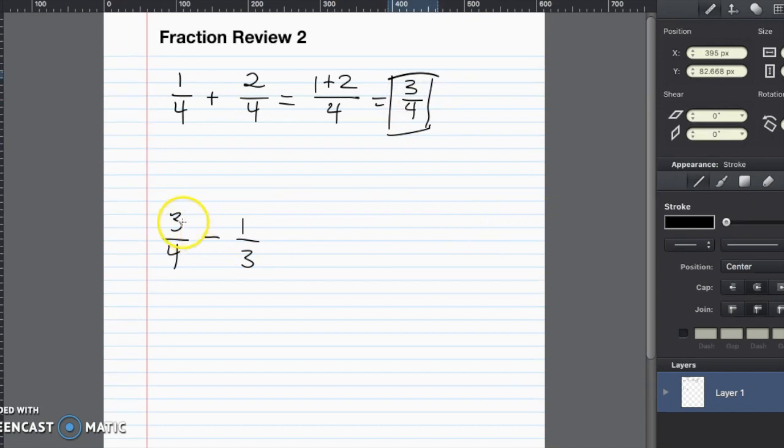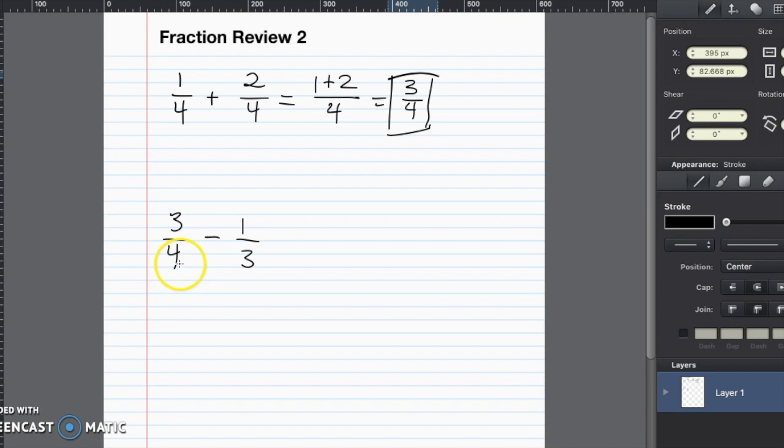Next, I have 3 over 4 minus 1 over 3. These numbers might seem small, but a lot of times you're going to be dealing with single digit integers, so it's not uncommon. In any case, we don't have common denominators here, so I'm going to have to make them common. I can use my fraction card, or worst case scenario, I can multiply these two, which in this case is true. Not all the time, but in this case, yes.